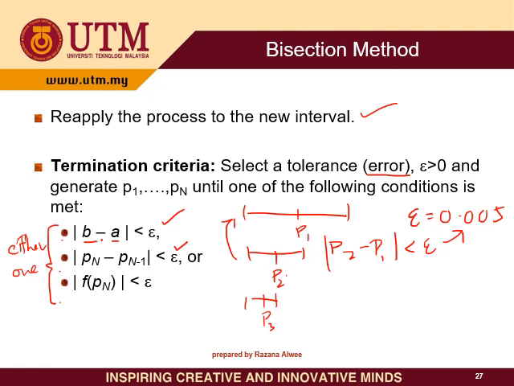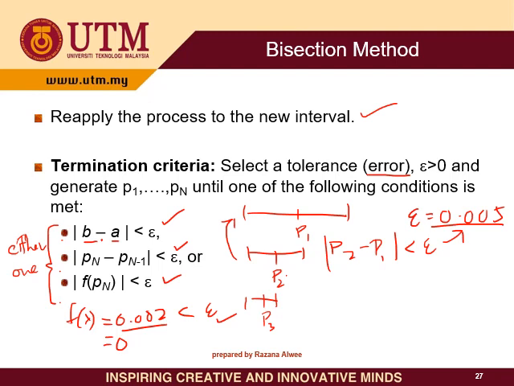The third one is the f(x) of Pn here. Let's say your f(x) here is equal to 0.002. If you see, it is less than our error. Ideally we want 0, right? But we know that for numerical methods it's hard to get 0. So for this accuracy error of 0.005, we can say that 0.002 already satisfies our error. So we can accept this as our answer.